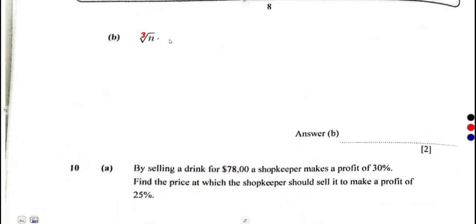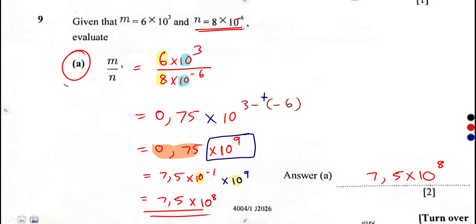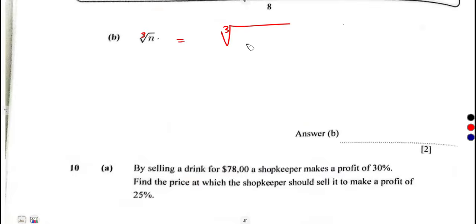It was the cube root of N. That is the cube root of N. Our N is 8 times 10 to the exponent of negative 6. We can determine the cube root of 8. That is the number multiplying itself 3 times to give us 8, which is 2.